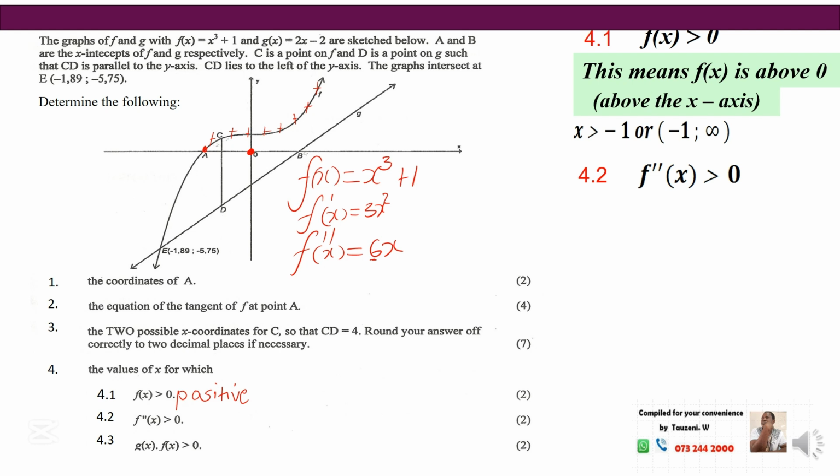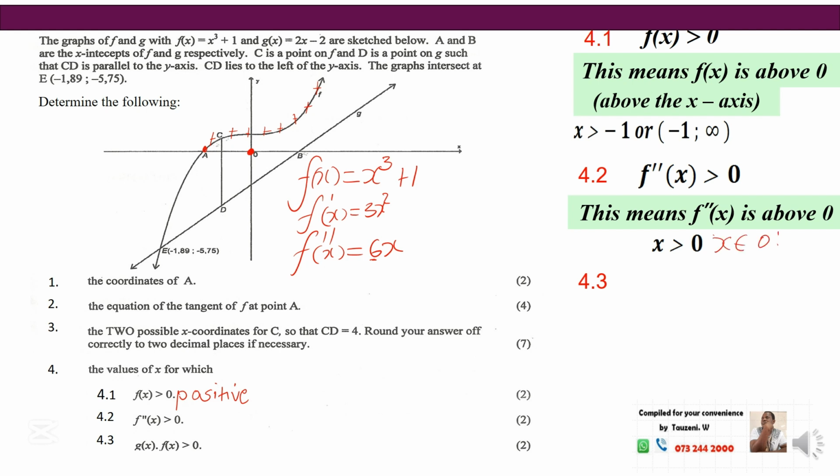So that means the answer to this question, where the second derivative is positive, is on the right side of 0, from 0 to infinity, or we can say x is greater than 0. So this can be written in two ways. We can say x is an element of 0 up to positive infinity, or we can say x is bigger than 0.